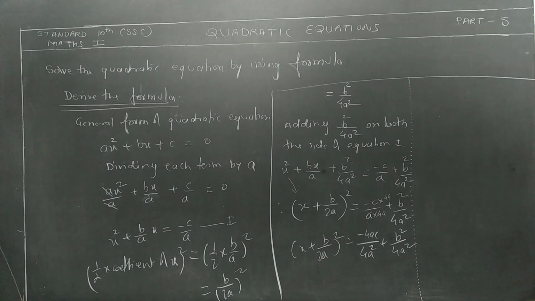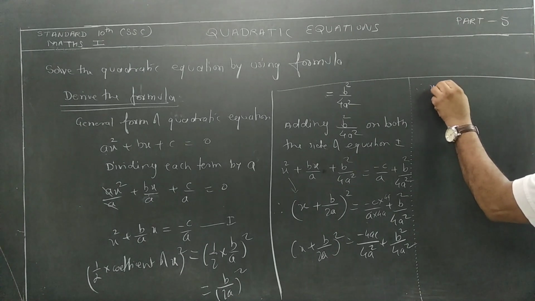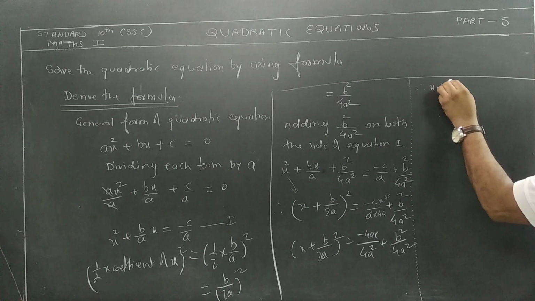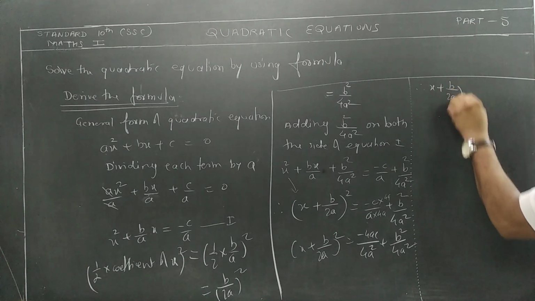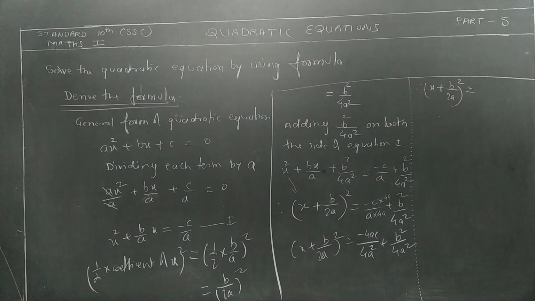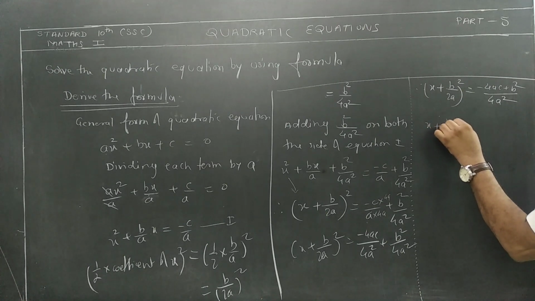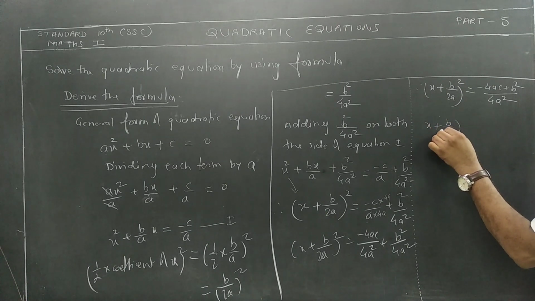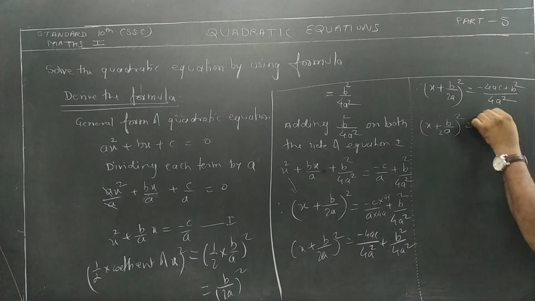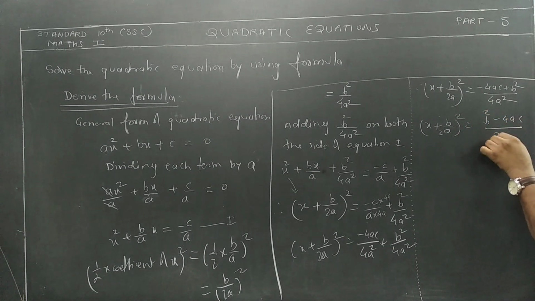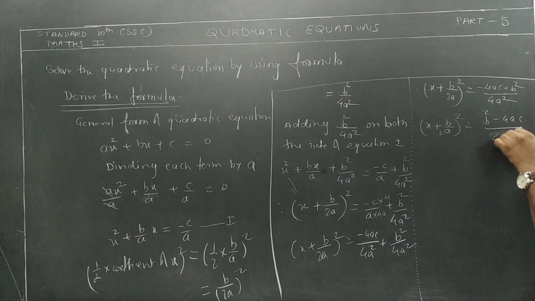Okay. So what you got at the last? x plus b upon 2a the whole square is equal to, now the denominator is same, 4a square, correct it is, and above it is what? Minus 4ac plus b square. So if I arrange it properly, I am getting b square minus 4ac upon 4a square.